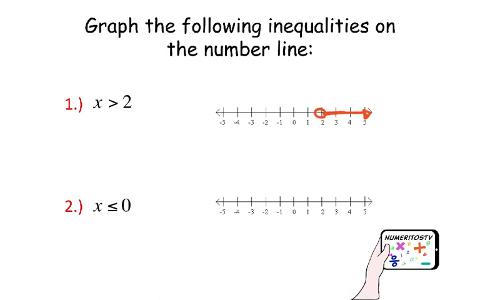What about the next one? x less or equal than 0. So we have that little symbol below the less than symbol. That means that 0 is included. So we draw a closed circle on 0, and that means that 0 is included in the solution, and then any number less than that will be a solution. So we need to draw the arrow pointing to the left.